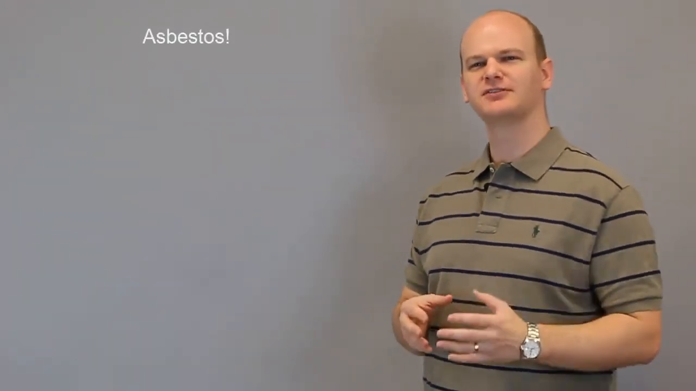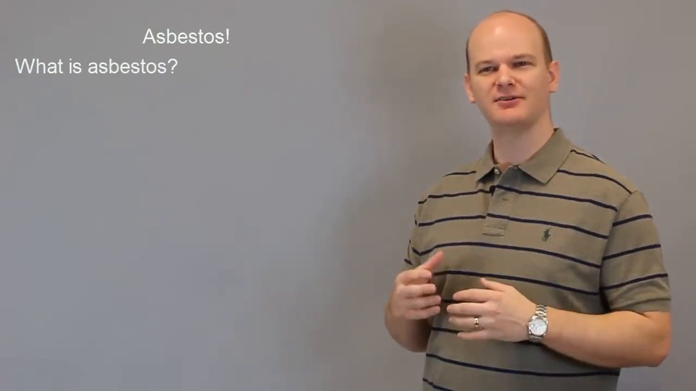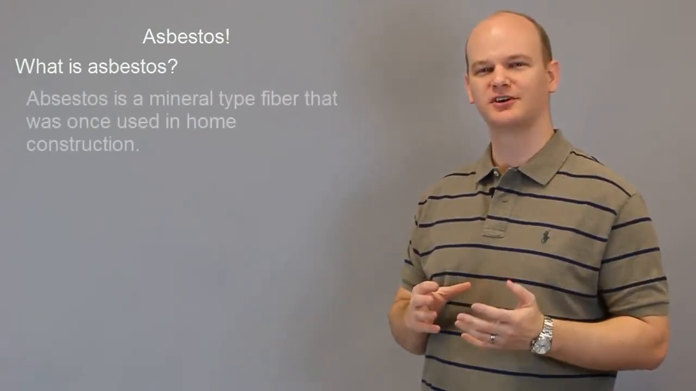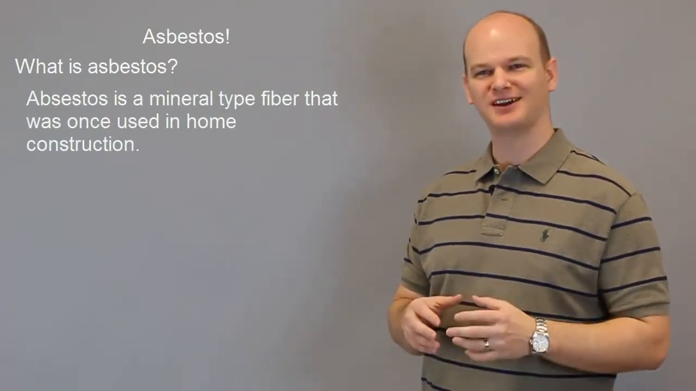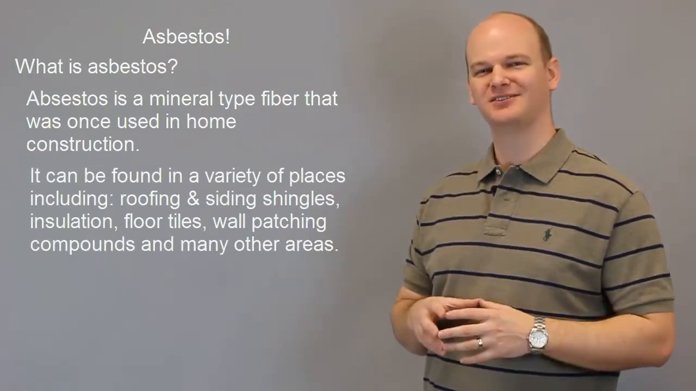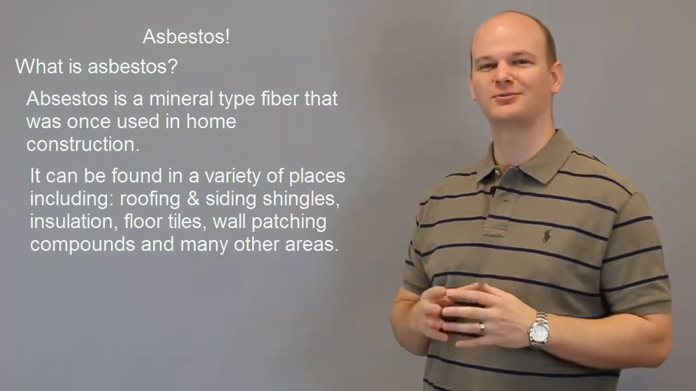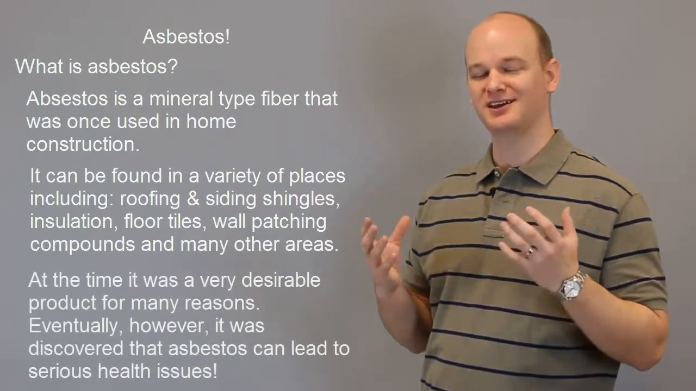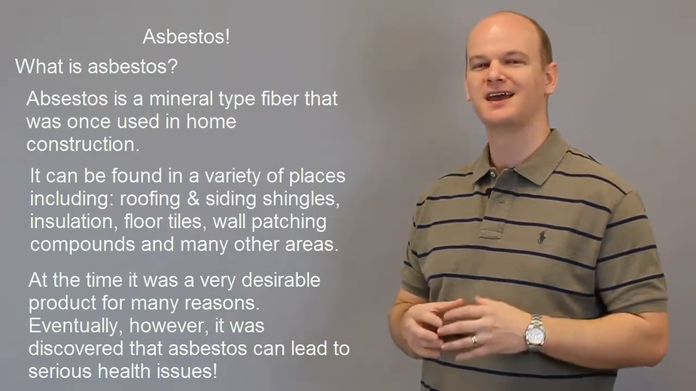In this video we're talking about asbestos, a very serious issue for the tax sale investor. First off, let's talk about what asbestos is if you're not familiar with it. It's a mineral type fiber that was previously used in home construction from about 1930 to 1950 or so. It's found in roofing and siding shingles, insulation, floor tiles, wall patching compounds, and many other areas. You know, at the time it was just an incredible substance to use for a variety of things because it had many properties that were desirable.